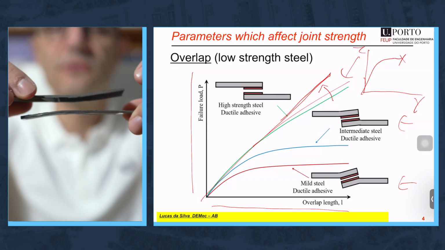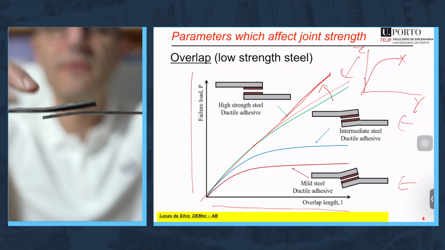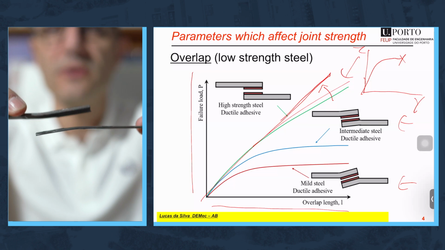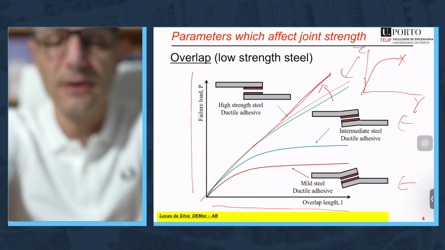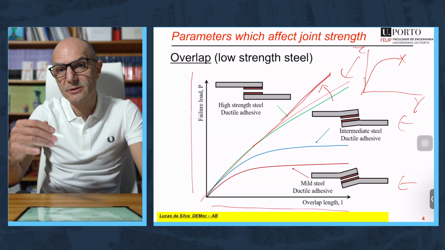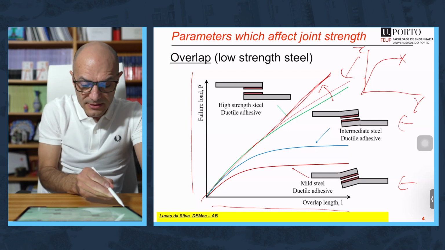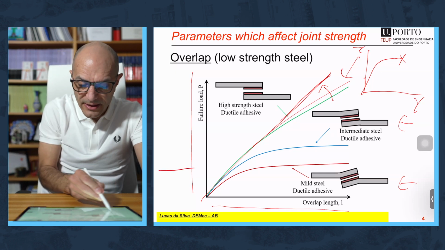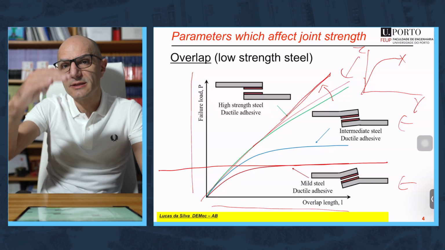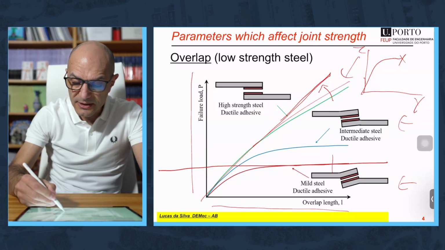It doesn't matter if you use long or short, everything happens at the ends and corresponding to the yielding of the steel. You have a plateau corresponding to the yielding limit of the steel. If it's very low strength yield steel or mild steel, then the plateau is very low. As you increase the yielding stress of the steel, this plateau is increasing.